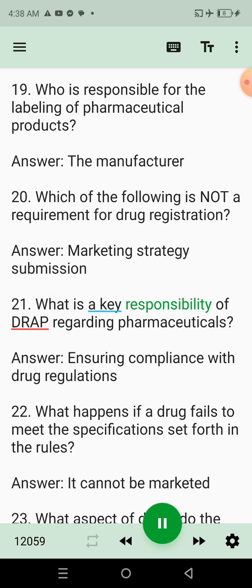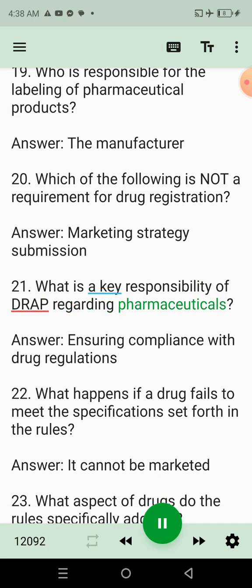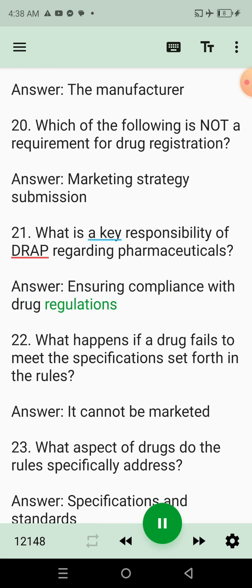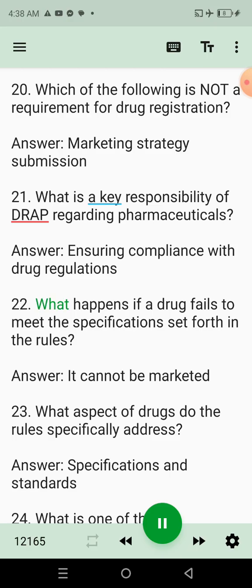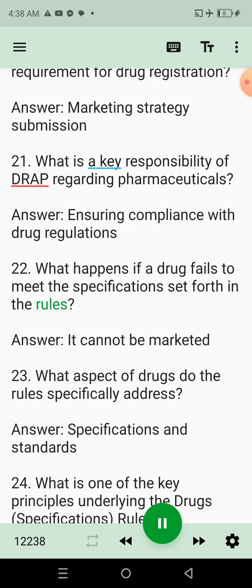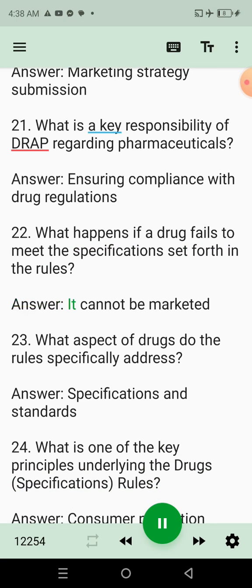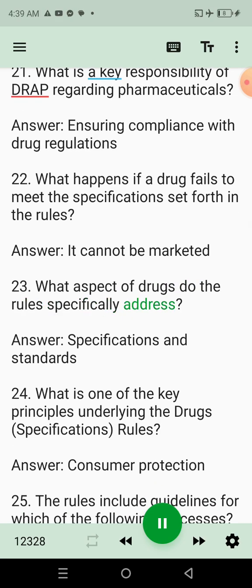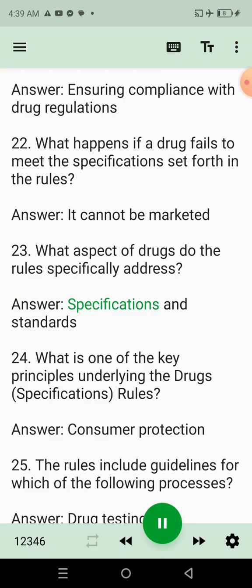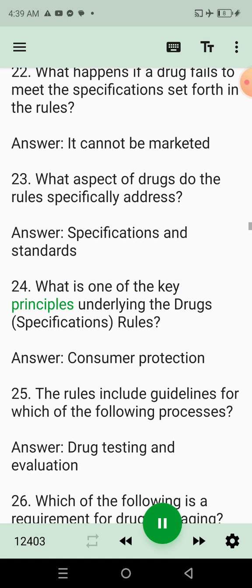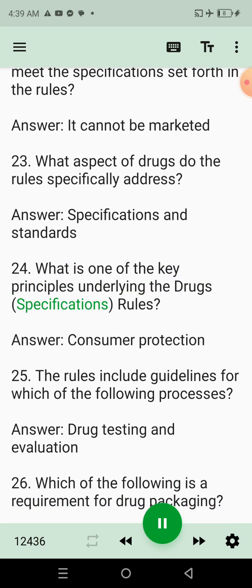21. What is a key responsibility of DRAP regarding pharmaceuticals? Answer: ensuring compliance with drug regulations. 22. What happens if a drug fails to meet the specifications set forth in the rules? Answer: it cannot be marketed. 23. What aspect of drugs do the rules specifically address? Answer: specifications and standards. 24. What is one of the key principles underlying the Drugs Specifications Rules?